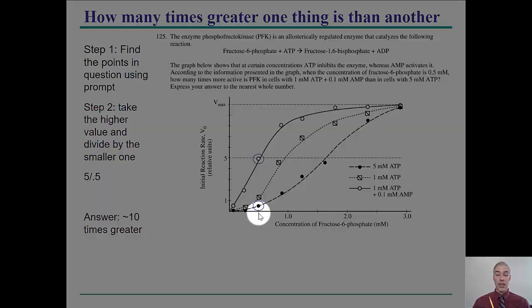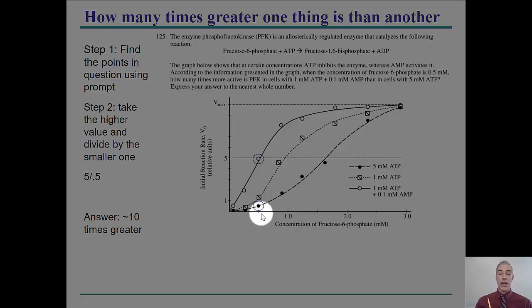So we're looking at this value right here, right? 1, 1.5, 2, 2.5, etc. We then go and look here at, let's see, express your answer to the nearest whole number. Okay, how many times more active is PFK in cells with 1 millimole ATP plus 0.1 millimole AMP? So that would be this one with the circles. How many times greater is that than the black circle right here?